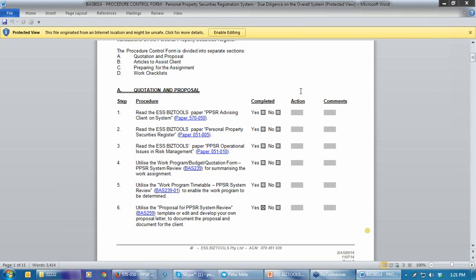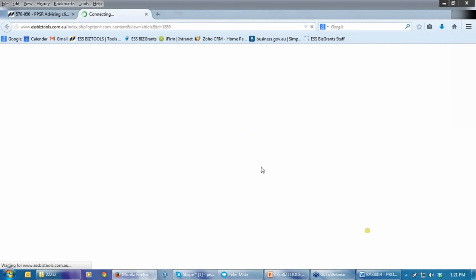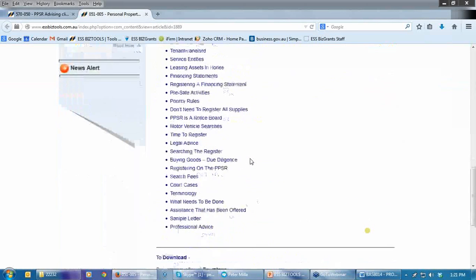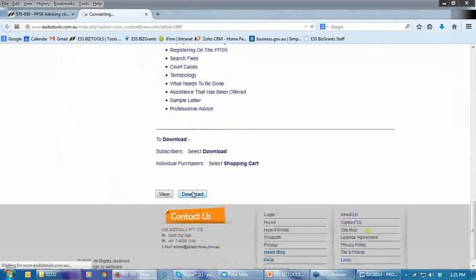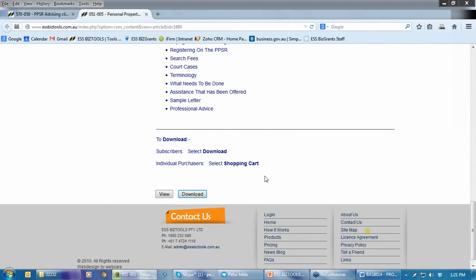It guides you through the process of working your way through. So there are a number of papers. We'll just click to one of them. This is the main paper or article on the Personal Property Securities Act. This is complicated legislation, so unfortunately it's a fairly long paper.